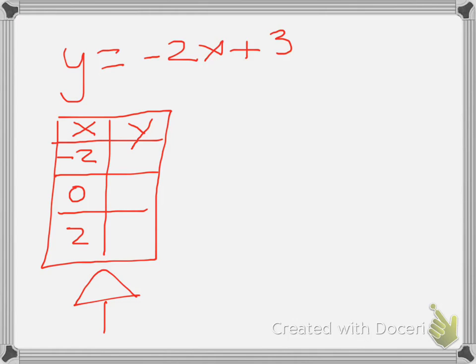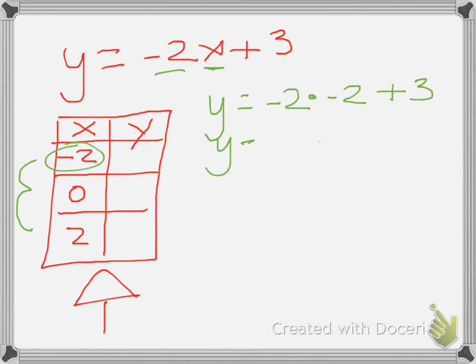And then what we're going to do is find out what y equals when x is each one of these values. So we're going to plug in this -2 for the x in our equation and then solve for y. So the first one looks like this. Y equals -2, that's this -2, and then instead of x, we're going to say times this -2. So times -2 and then plus 3.